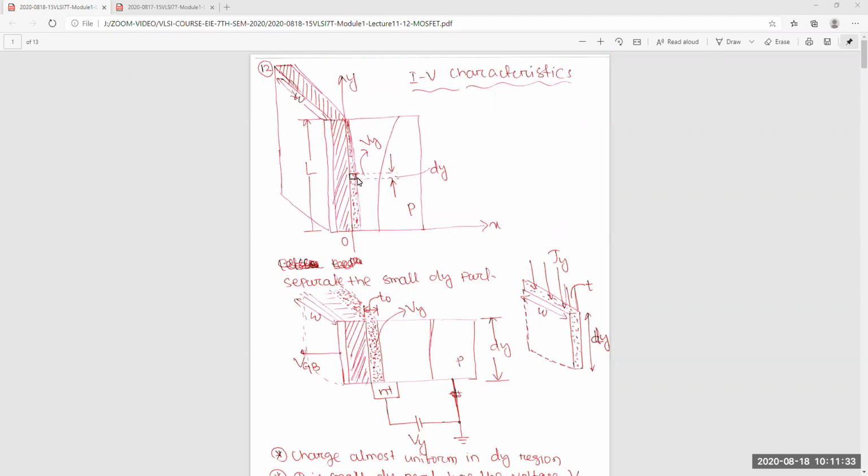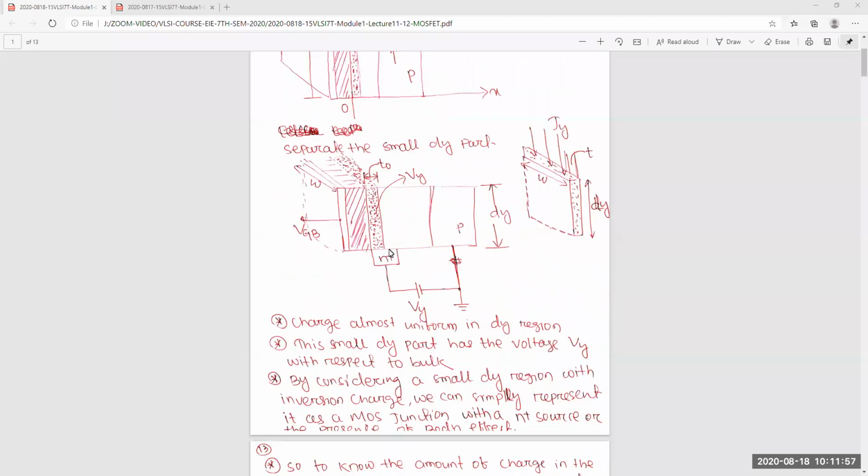We have to calculate the transport equations, applying the continuity equation and Gauss law, everything on this small region of charge. Then we will calculate the current on this region, then we will integrate over the whole region, so we will find the ID. So this thing we will discuss.